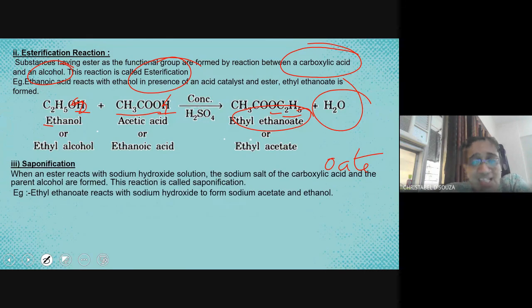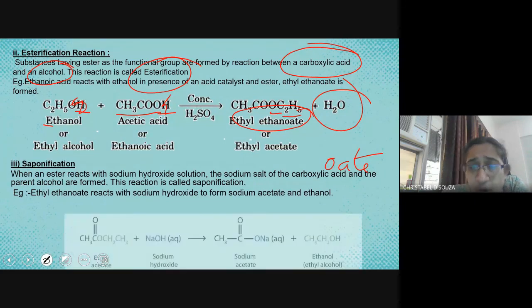This is another one which you have to learn. What is the ester here? Ethyl ethanoate reacts with sodium hydroxide. The sodium salt of the carboxylic acid and the parent alcohol are formed. This is known as saponification. Which is the alcohol? The alcohol is ethanol. So this ethyl ethanoate, very simple, CH3COO, C2H5, reacts with sodium hydroxide.